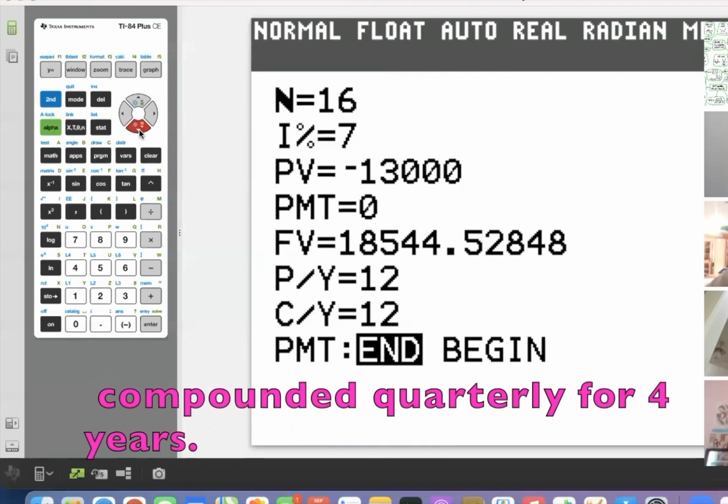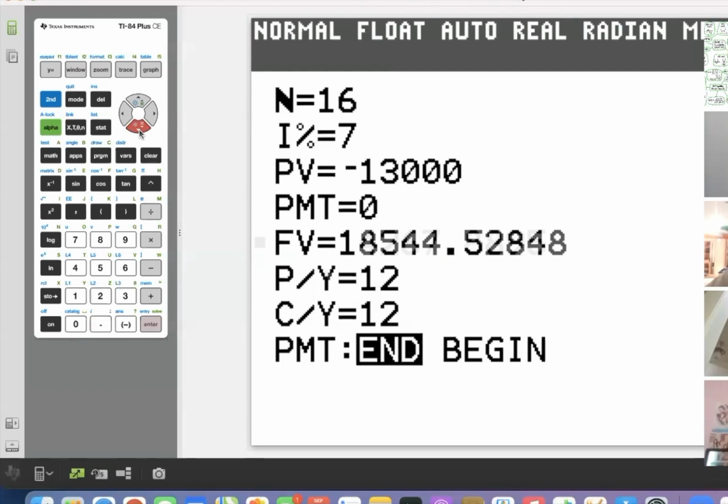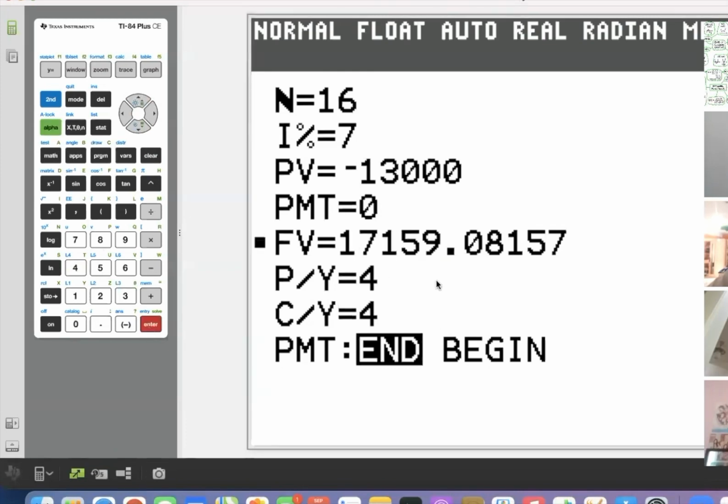So that means we need to calculate the final value first. Compoundings per year are 4. So we need to enter 4 and 4. Now we take our cursor at final value, alpha followed by enter. So it is 17,159.08 pounds.